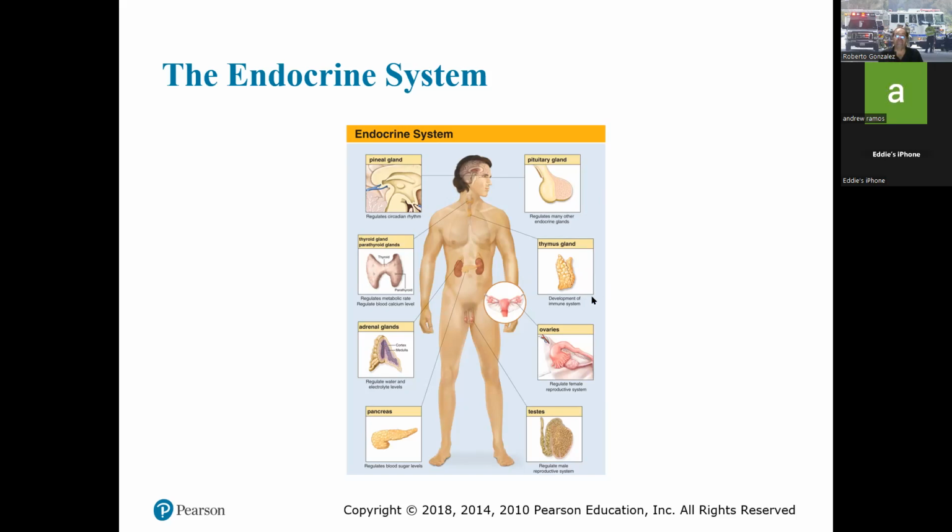I'm sorry, I can barely read this because you're showing it very small.